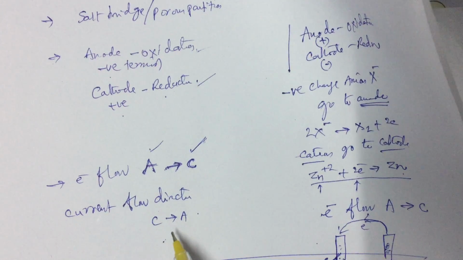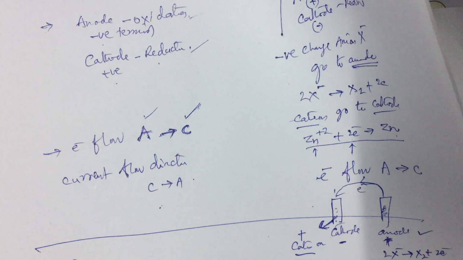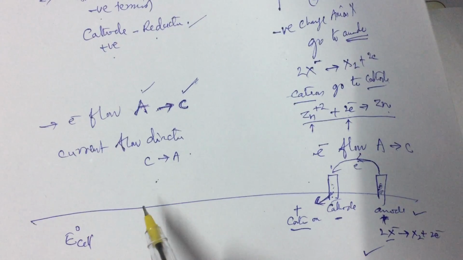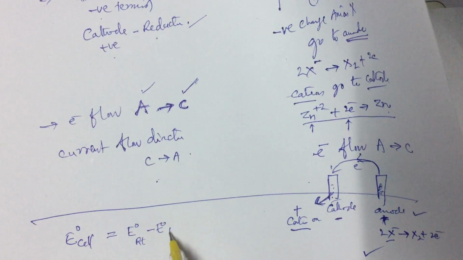Notice that when you are talking of an electrochemical cell, the useful electric current you can get is measured in terms of electromotive force or standard cell potential. Always the standard cell potential is given by E right electrode minus E left electrode.